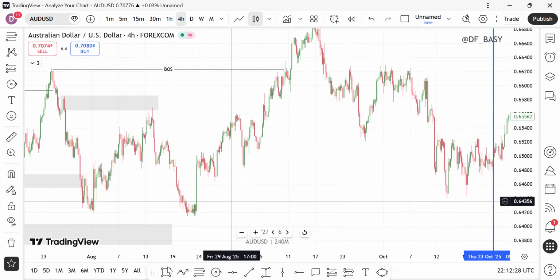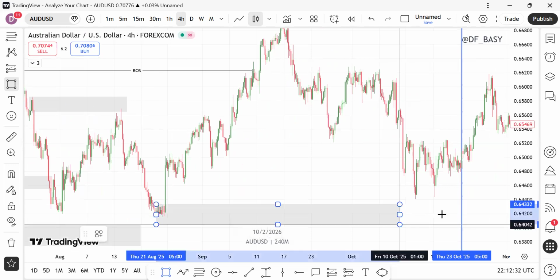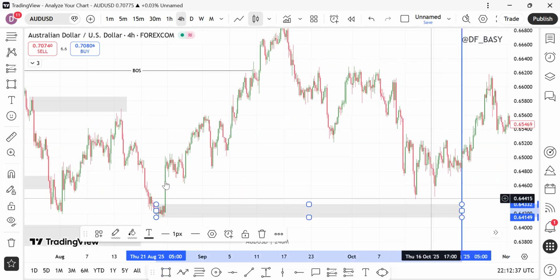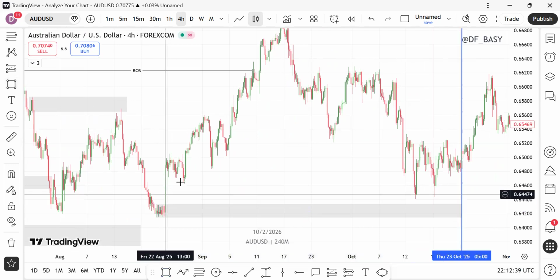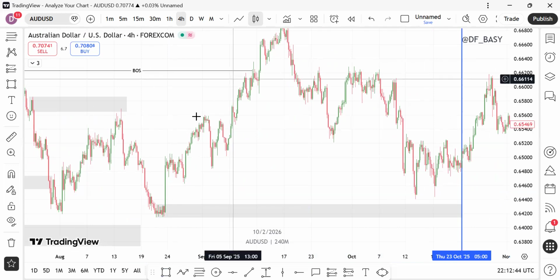Where's the next point I'll mark? This one. See, you have a series of bearish and bullish candles. Why did I mark this one out? Now we have the fair value gap, a very huge fair value gap, and it has been unmitigated. And this is an origin that broke structure to the upside.